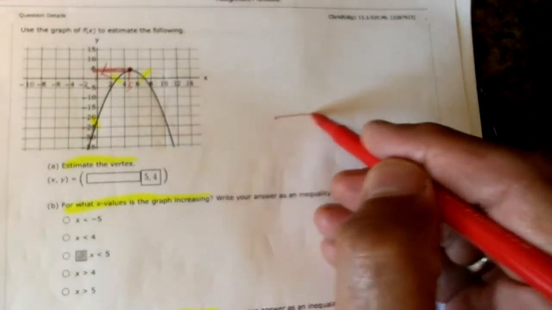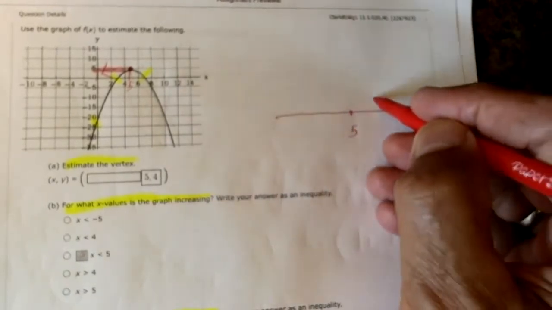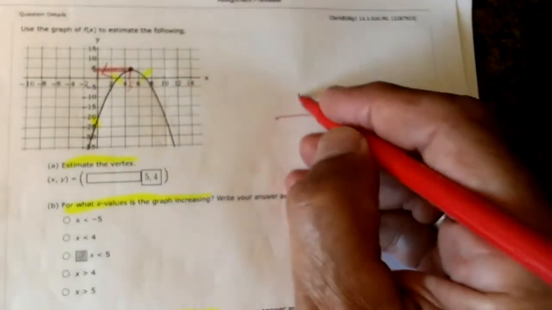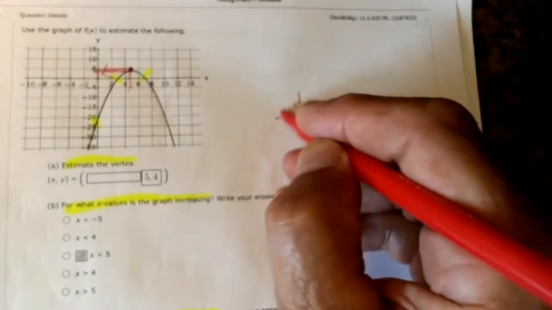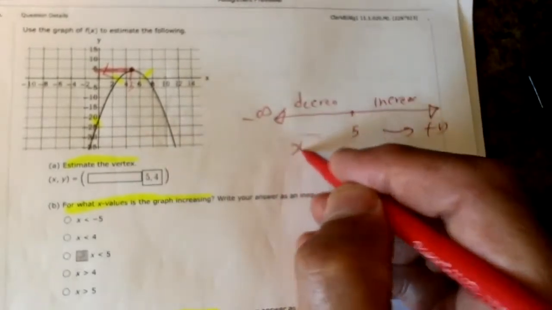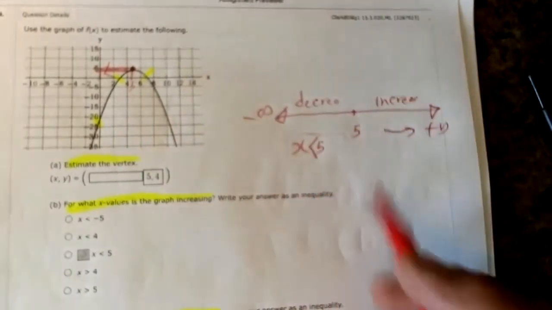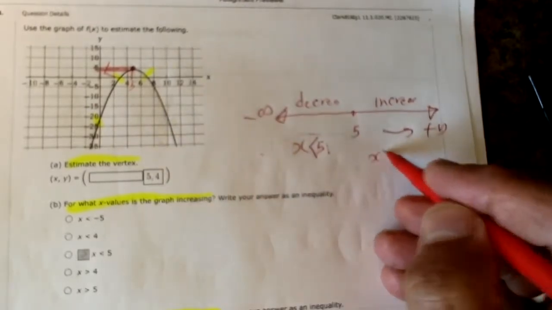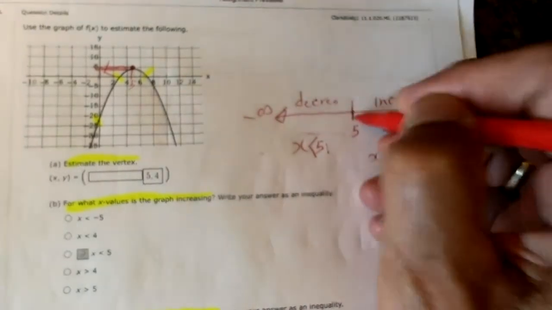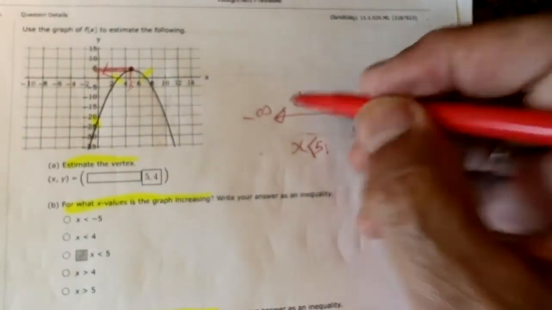For x increasing and decreasing, remember again, the x of the vertex is 5. So when you go from 5 to positive infinity, the function increases. From 5 to negative infinity, the function decreases. So when x is less than 5, the function decreases. When x is greater than 5, the function increases. Okay, this is your border point. This is the vertex.